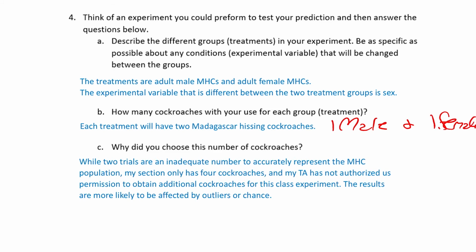While 2 trials are an inadequate number to accurately represent the MHC population, my section only has 4 cockroaches, and my TA has not authorized us to obtain additional cockroaches for this experiment. The results are more likely to be affected by outliers or chance. So in our case, we actually have 3. So our class has 3 cockroaches, or 3 of each sex. So we have 6 total.